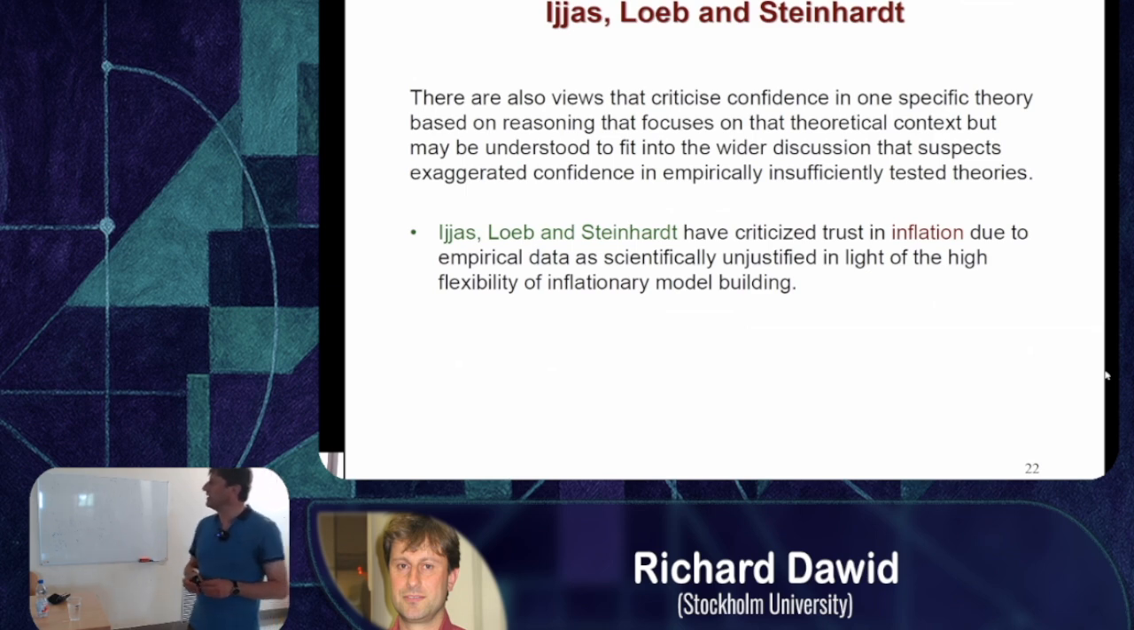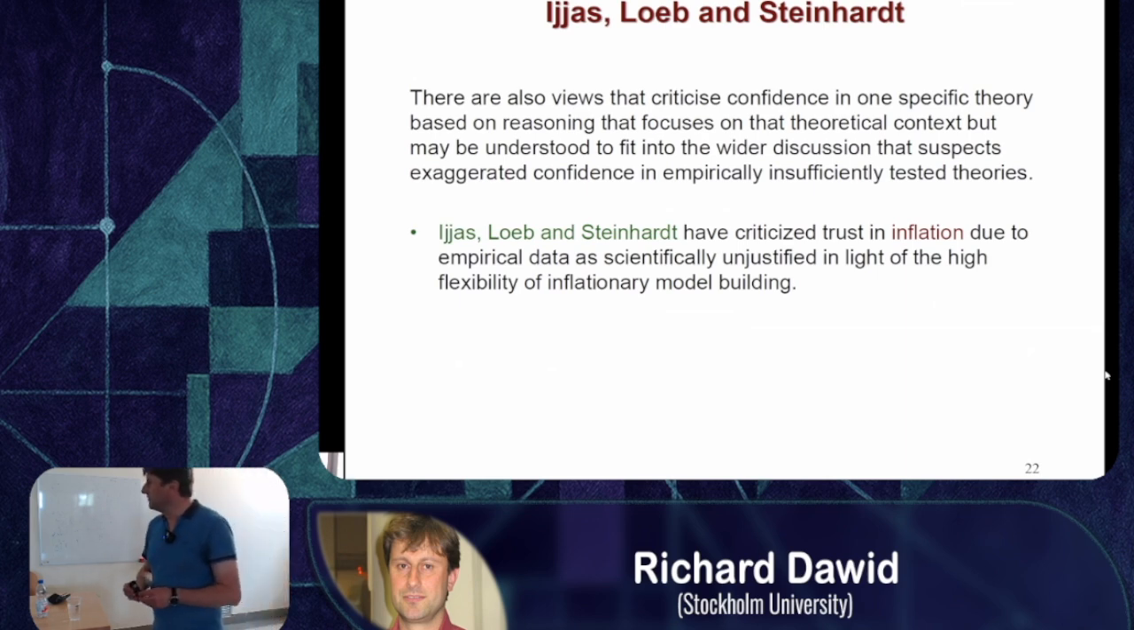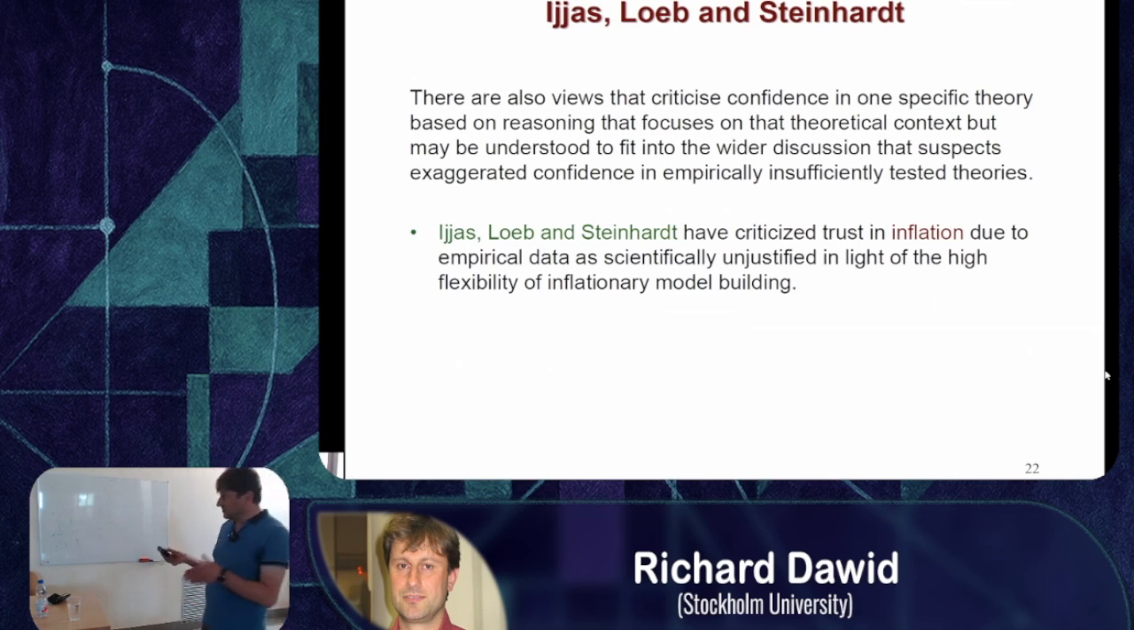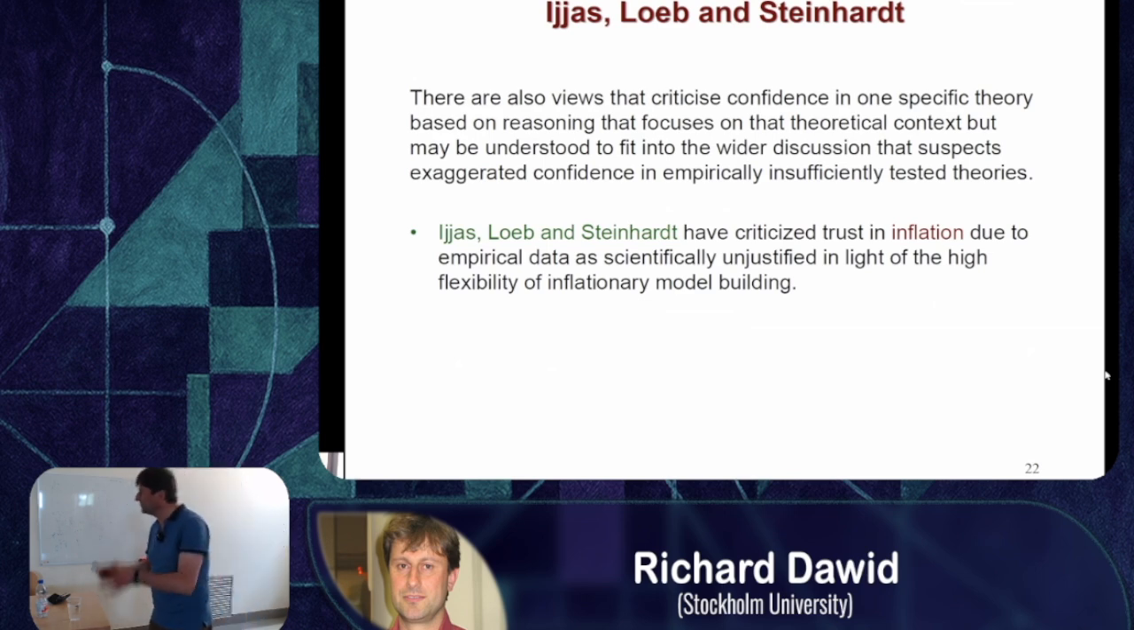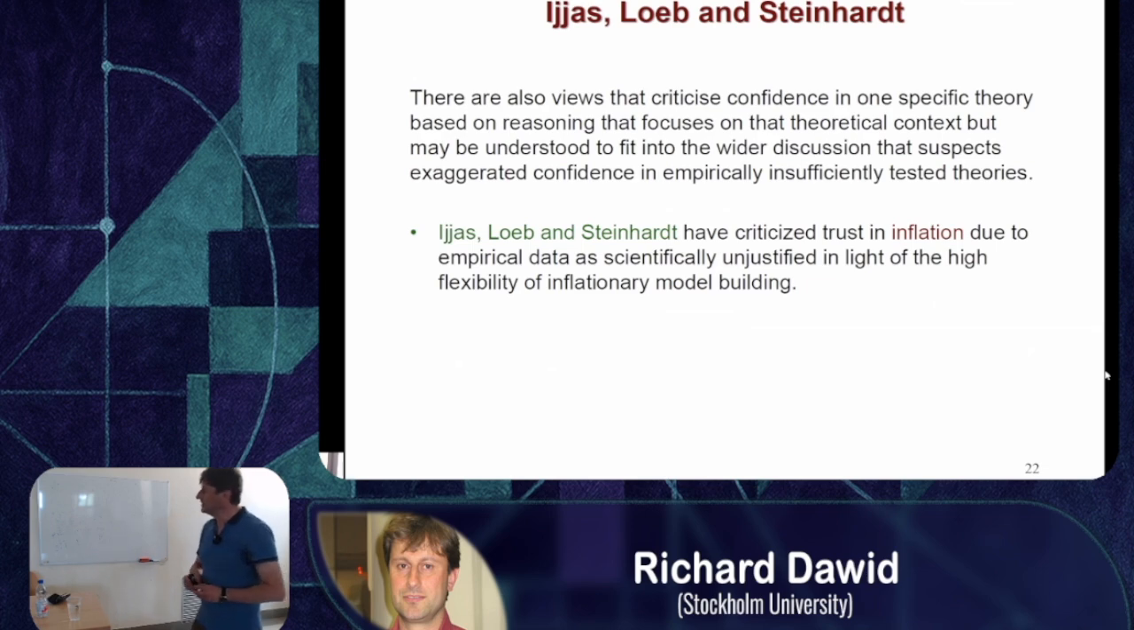One criticism of that kind is the one by Ijjas, Loeb and Steinhardt, the criticism of the theory of inflation. What they argue is that trust in inflation is unjustified because of the high flexibility. I mean, that's a very boiled down characterization of what they say, but just to sketch the thrust of the reasoning. It is unjustified in light of the extreme flexibility of inflationary model building. So on that basis, they argue there is no way of establishing individual models and, therefore, no way of establishing or testing the theory of inflation either.